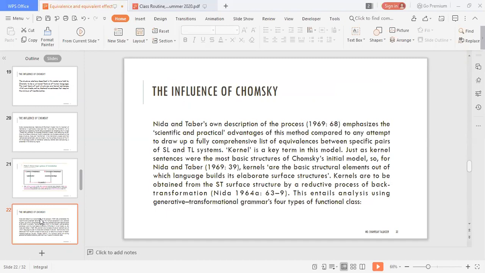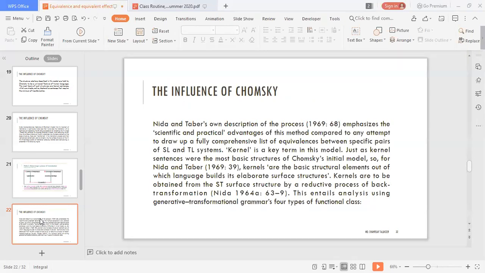Now, the influence of Chomsky. Here he says, Nida and Taber's own description of the process emphasizes the scientific and practical advantages of this method compared to any attempt to draw up a fully comprehensive list of equivalents between specific pairs of source language and target language systems. Now, kernel is a key term in this model. So in this model, we will use the kernel, that is, a basic structure sentence.